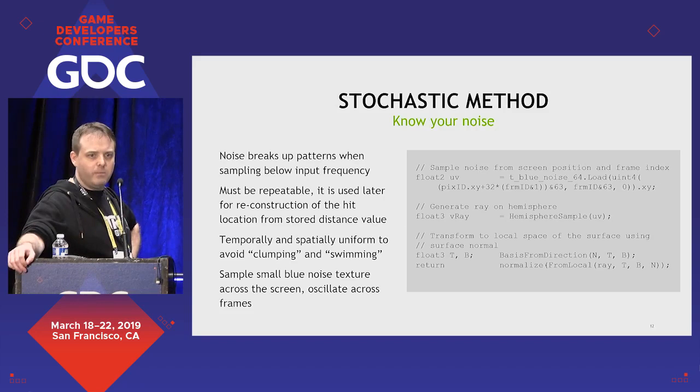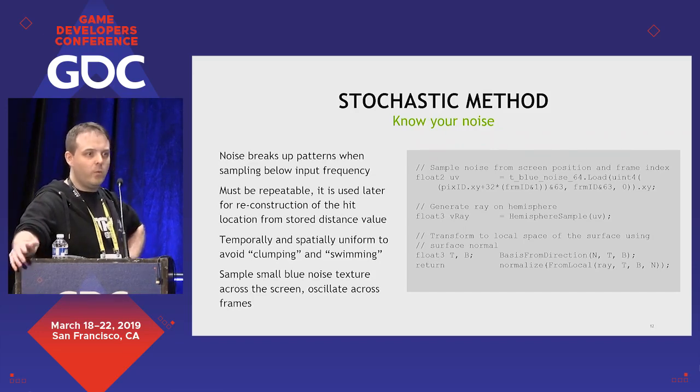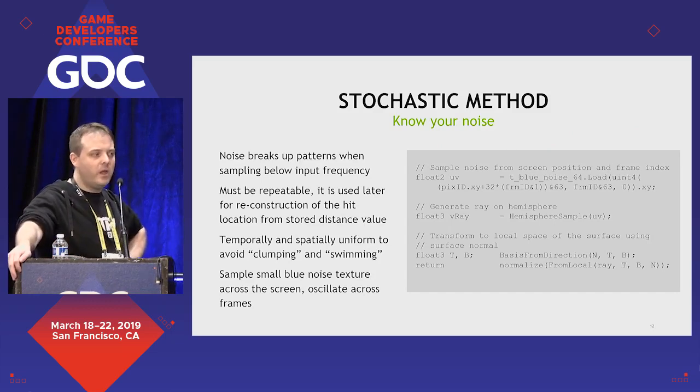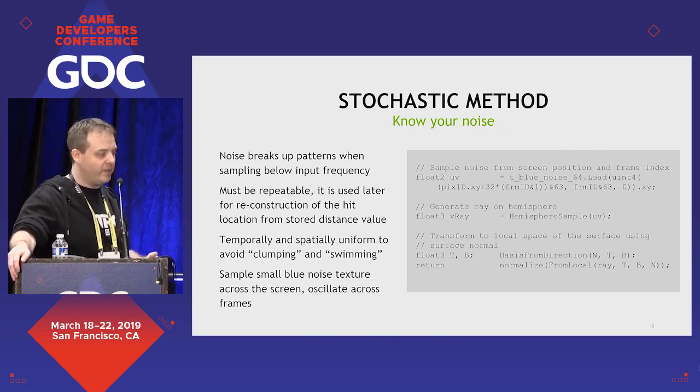Also, it is vitally important that you have temporally and spatially uniform noise. Look into Halton sequences or things like that if you want to see a good example of uniform noise. If you don't have it spatially uniform, you can end up with aliasing artifacts and moire patterns. And worse, if you don't have it temporally uniform, distributed evenly through time, then you can end up with swimming artifacts, and you might see pulsing of your ambient occlusion and things like that.